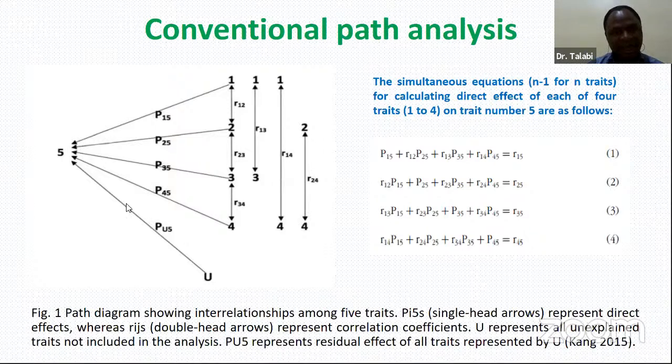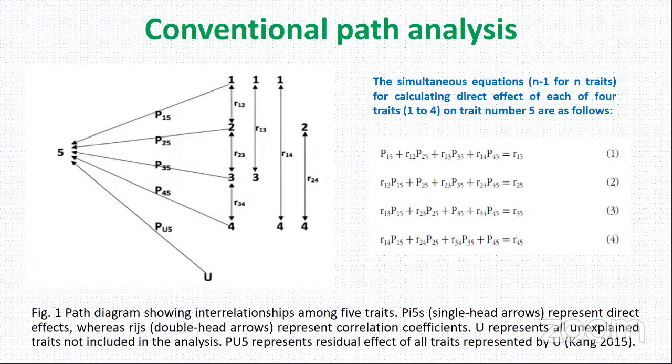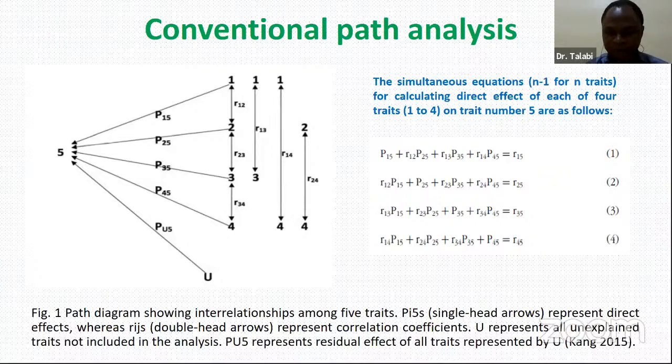Okay, and then here also, from the diagram, you see that the P subscript U5 is talking about the unexplained variation. That means sometimes in path analysis, there are some traits that you might not have taken into consideration that are making contributions to the expression of the final trait, in this case, trait 5. So this is the unexplained variable coming into this particular model.